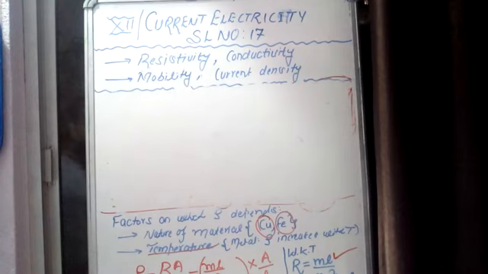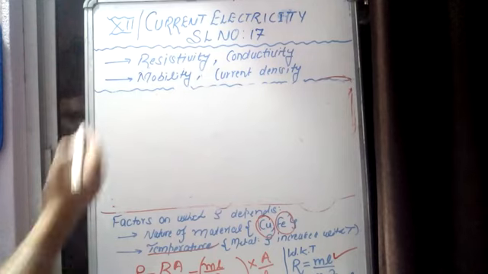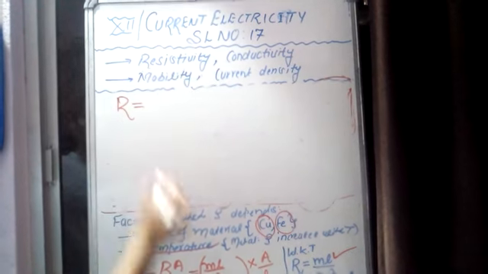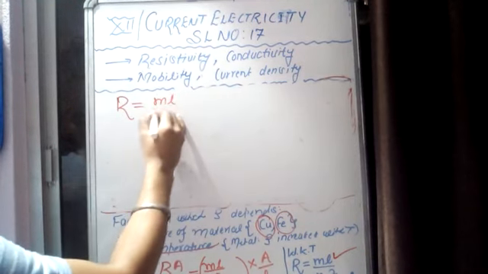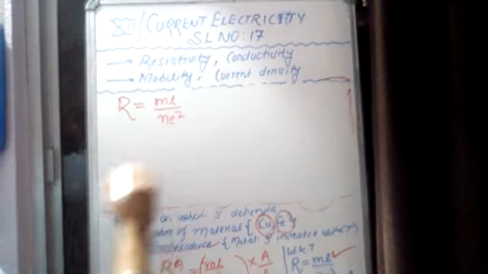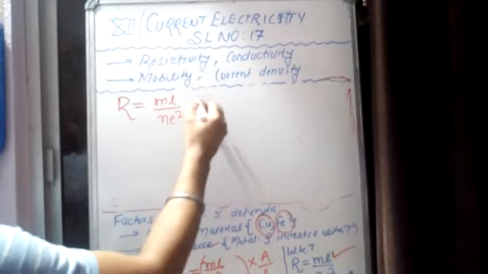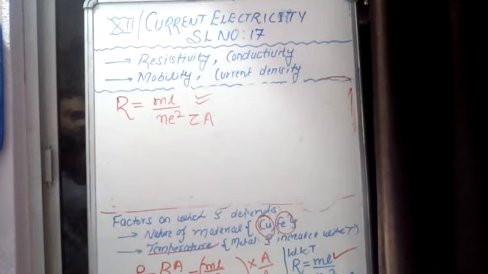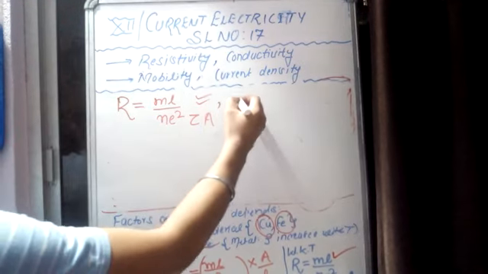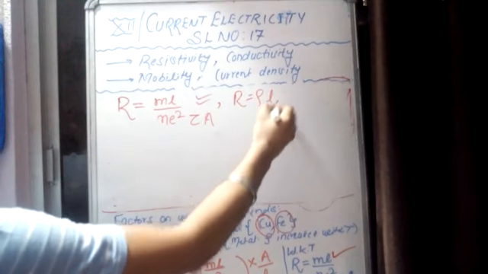Now, is there another way to write the formula for resistivity? Yes, there is. We know that R is equal to mL upon ne square tau into A. This is another form of resistance using the concept of drift velocity and relaxation time. So from this we can derive another formula for resistivity, which tells about the factors on which resistivity actually depends. Now we know that R is equal to rho L by A.